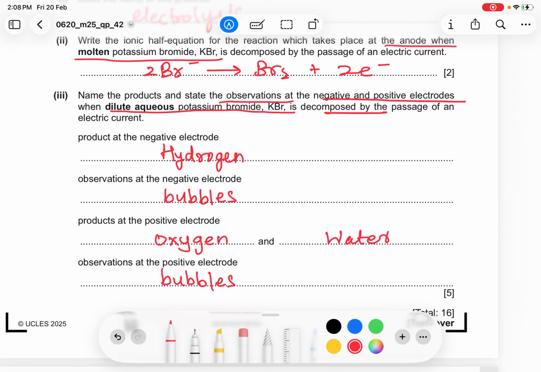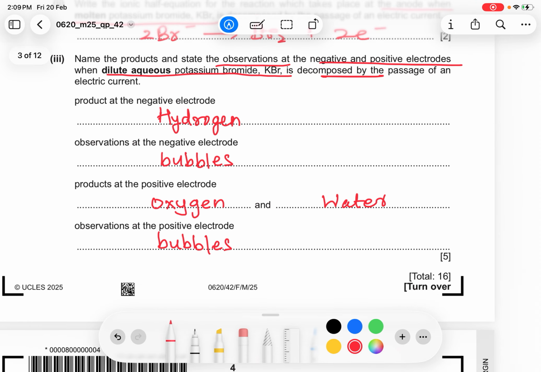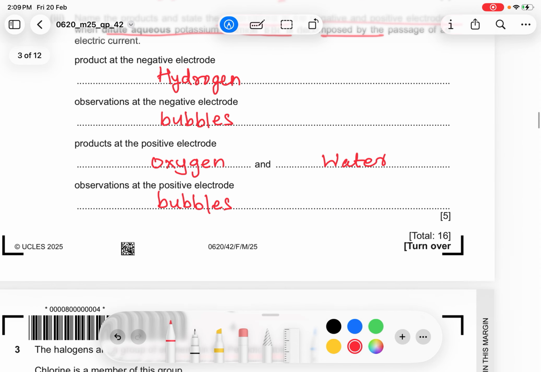Here they have asked us to find the product of dilute aqueous potassium bromide. So in case of KBr, it is a dilute aqueous solution. So at the negative electrode, that is at the cathode, we are going to get hydrogen, and hydrogen is a gas, so the observation will be formation of bubbles. Similarly, at the anode, because it is a dilute solution, we are not going to get bromine. Instead of that, we are going to get oxygen and water as the product. Again, oxygen is a gas, so the observation will be formation of bubbles.